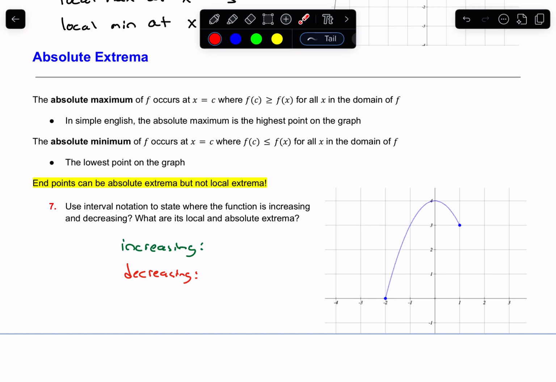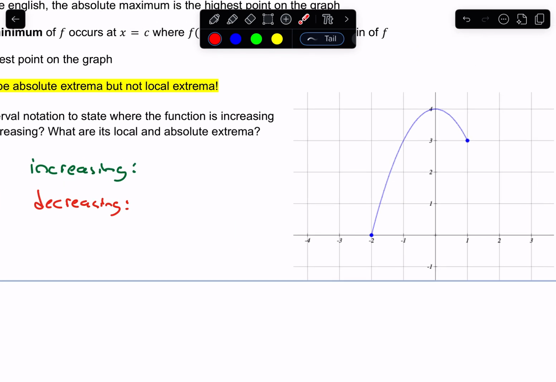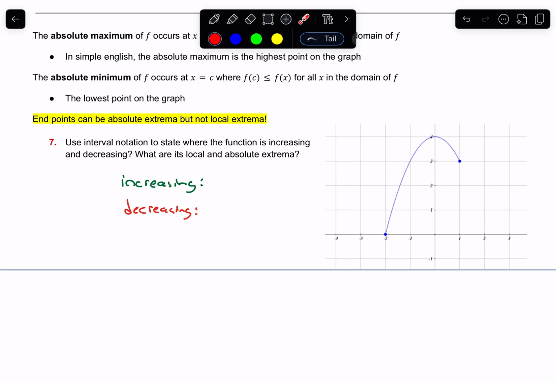But it's important to realize that endpoints cannot be local extrema. So for example, this point right here on the left, the graph does not switch from going down to going up. So it does not meet the definition of a local minimum. It is, however, the lowest point on the graph, so it meets the definition of being an absolute minimum. Okay, so that's going to be important when we answer the question right now.